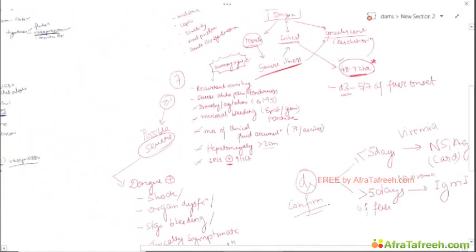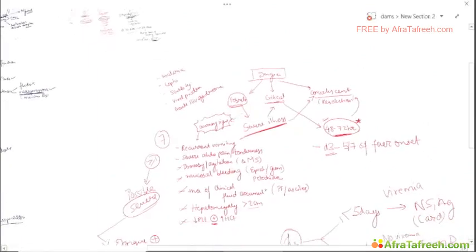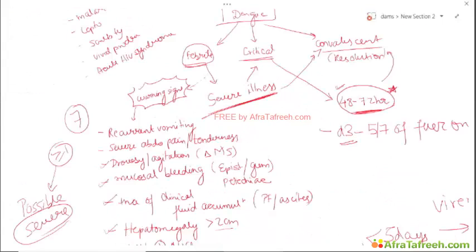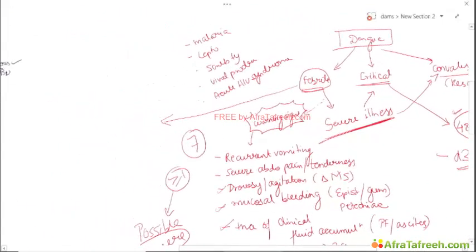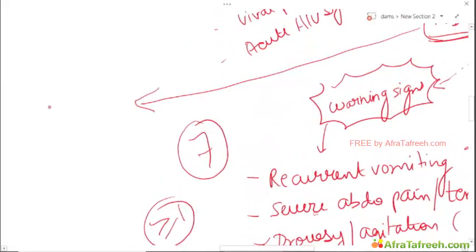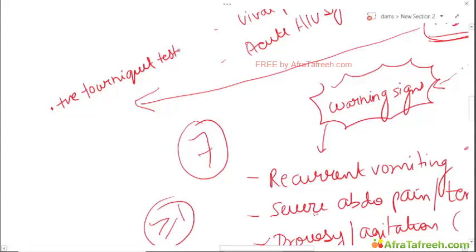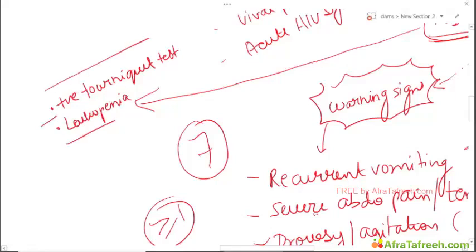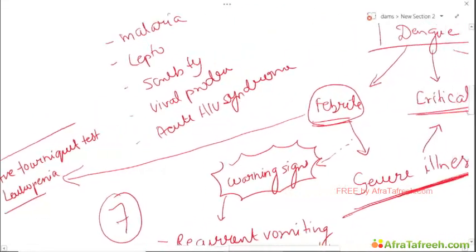Some of the pointers towards the possible dengue in febrile phase. So some of the pointers towards diagnosis of dengue during the febrile phase include positive tourniquet test or presence of leukopenia. If any of them is present, there is a possibility of dengue, which is increased in such patients.